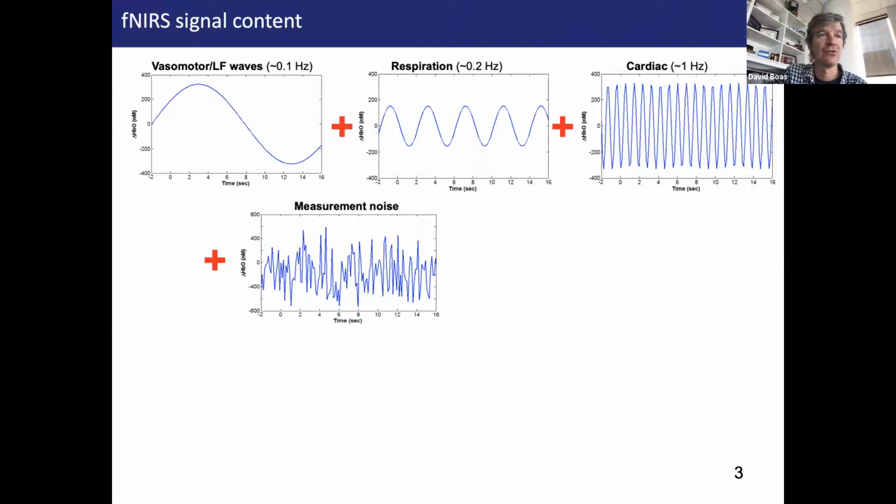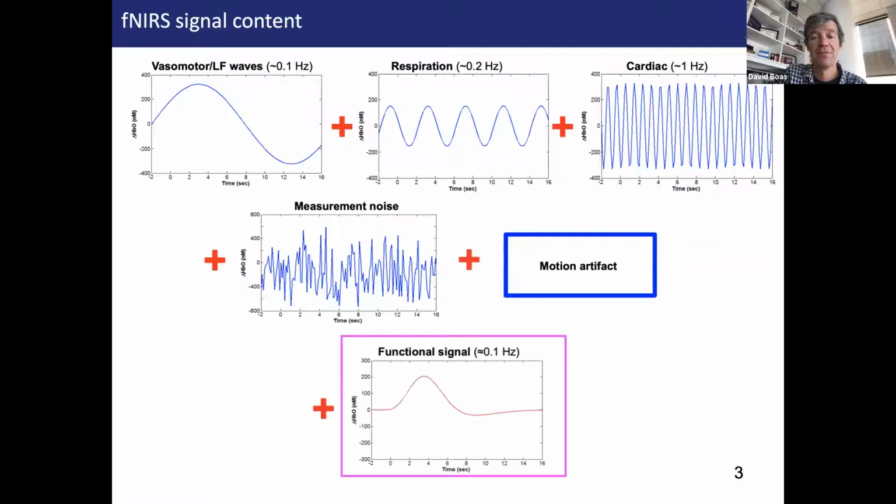This could be electronic noise or shot noise. Then there could be motion artifacts. Finally, there's our functional signal that we want to measure, the brain activation pattern, right? So you can see the frequency content of that hemodynamic response is overlapping with these low frequency physiological oscillations, and the amplitude can be comparable. So this presents a challenge if we're trying to do some signal processing.